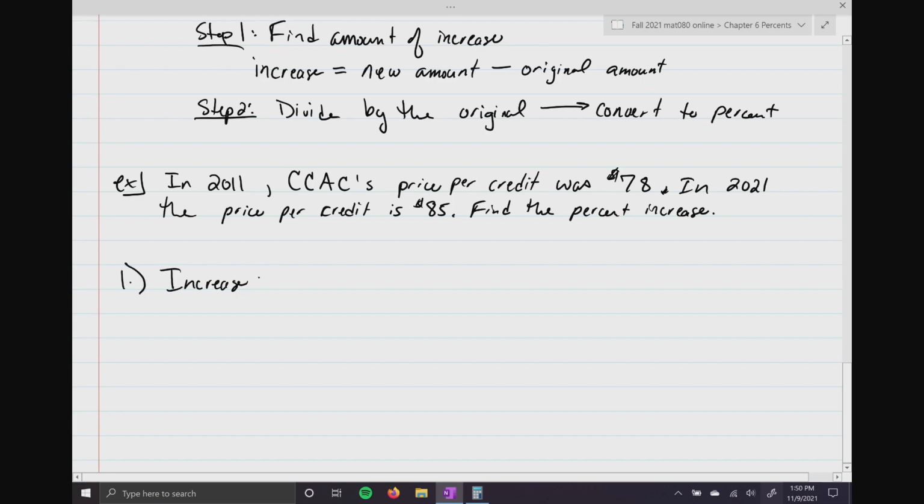The increase is going to be the new amount minus the original amount. So increase is going to equal 85 minus 78, which is 7.